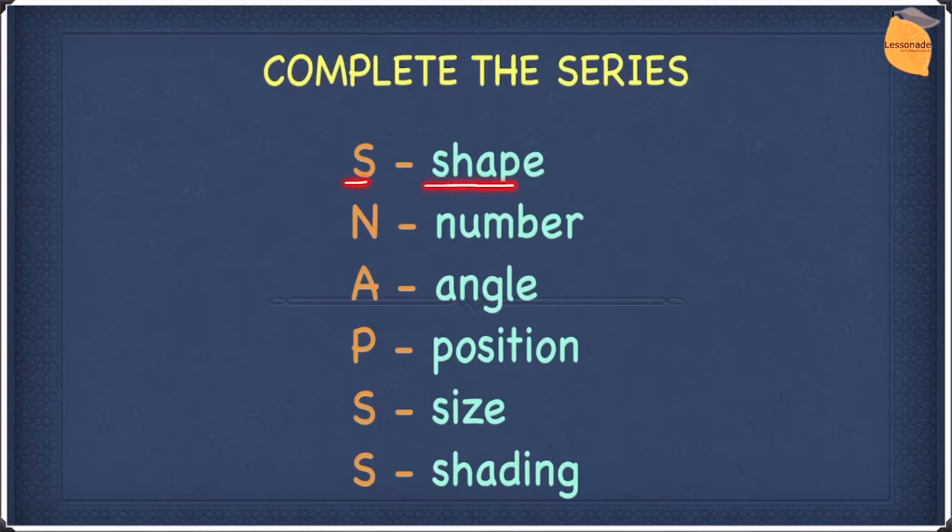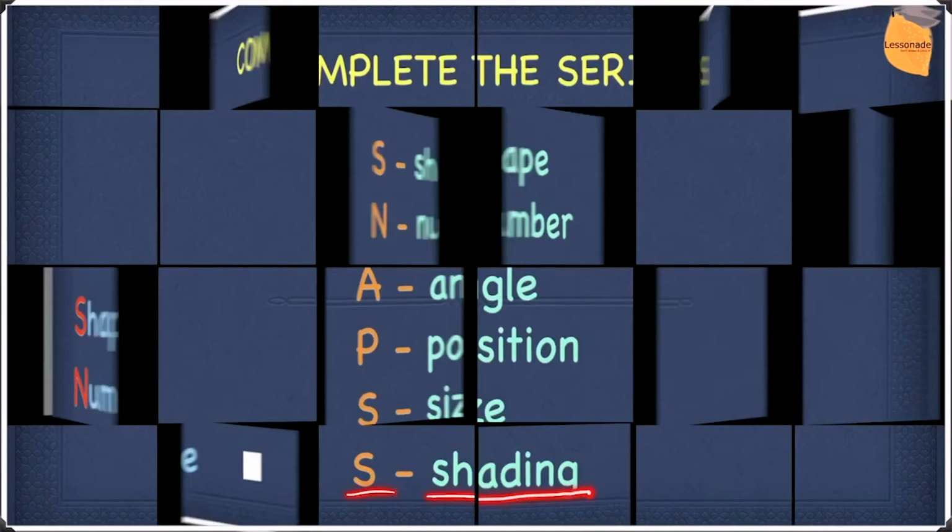Before we start the questions, let's first look at SNAPs. S stands for shape. Are the shapes the same or different? N stands for number. How many of the same shapes are there? A stands for angle. At which angle is the shape rotated? P stands for position. How does the position of a shape change? S stands for size. Does the size of a shape change? And finally, S stands for shading. Does the shading pattern or the color of a shape change?